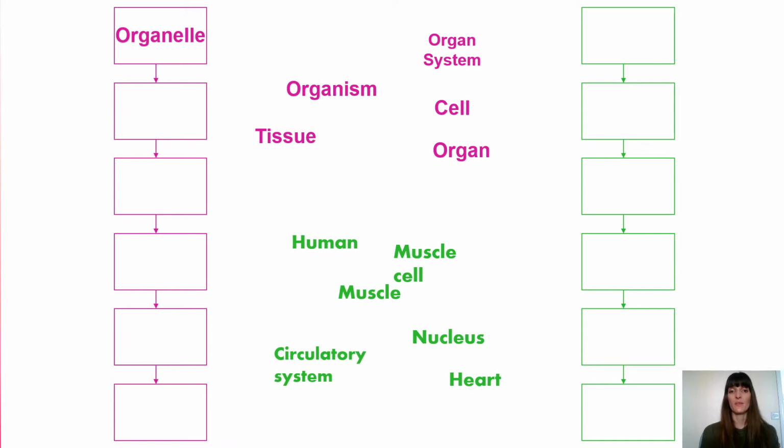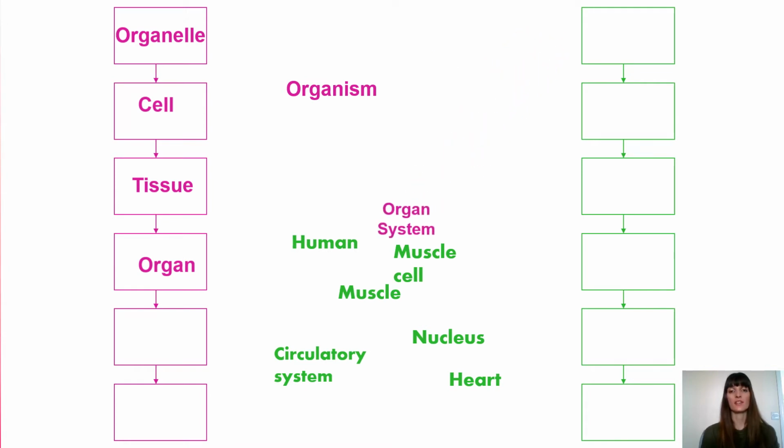So an organelle is part of a cell. And as we know, a group of cells makes a tissue. A group of tissues makes an organ. A group of organs makes an organ system, and lots of organ systems make an organism.